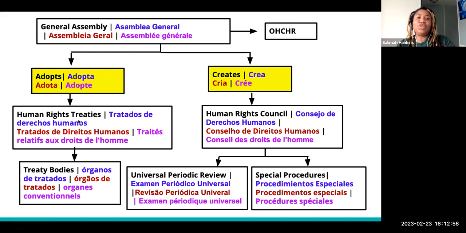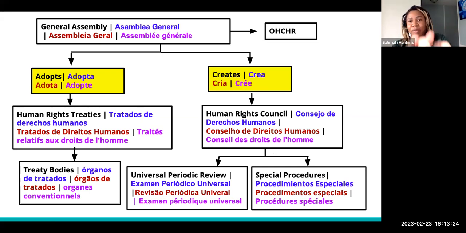And then the implementation of those human rights treaties happens through these treaty bodies, which are usually committees. So that's on this left side. On the right side, the General Assembly also created the Human Rights Council. And this is where all of the human rights work is happening.